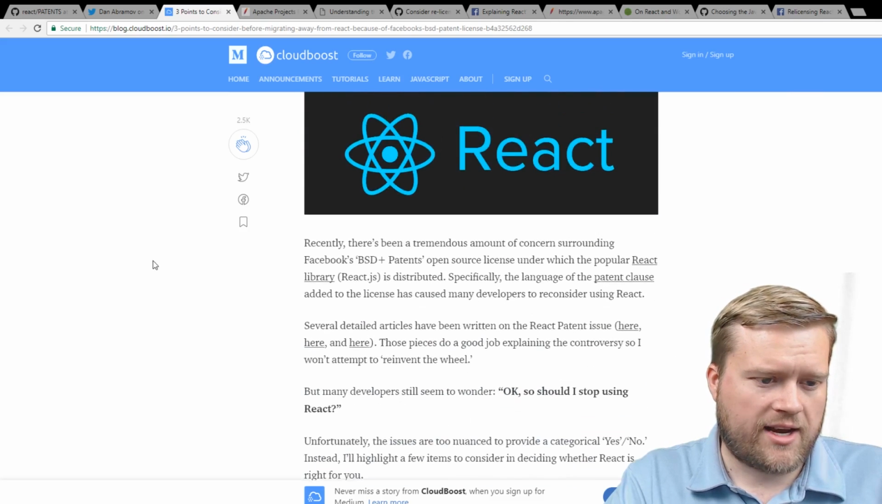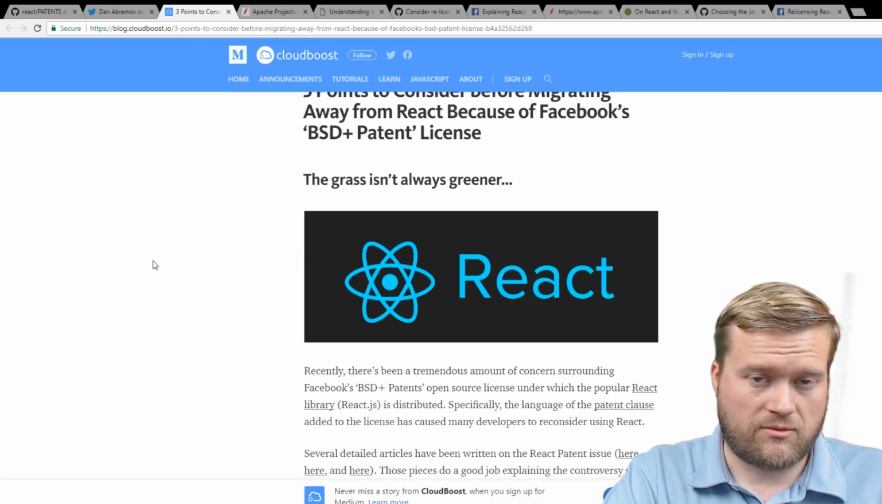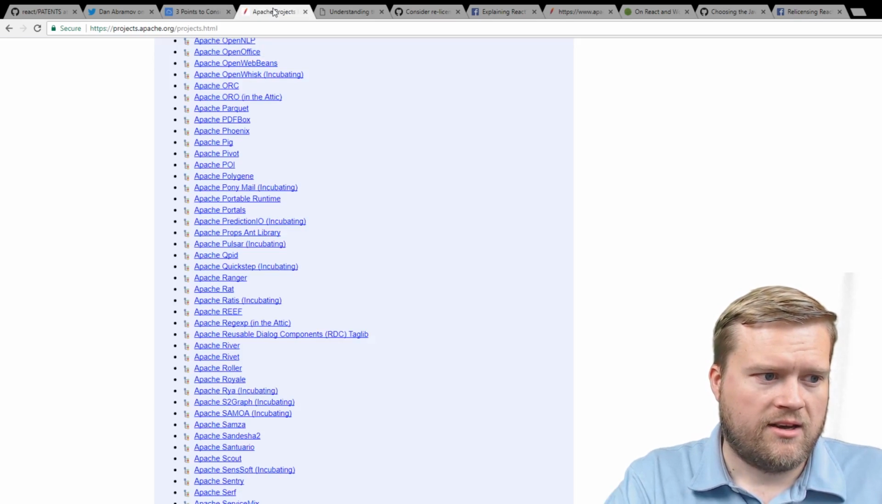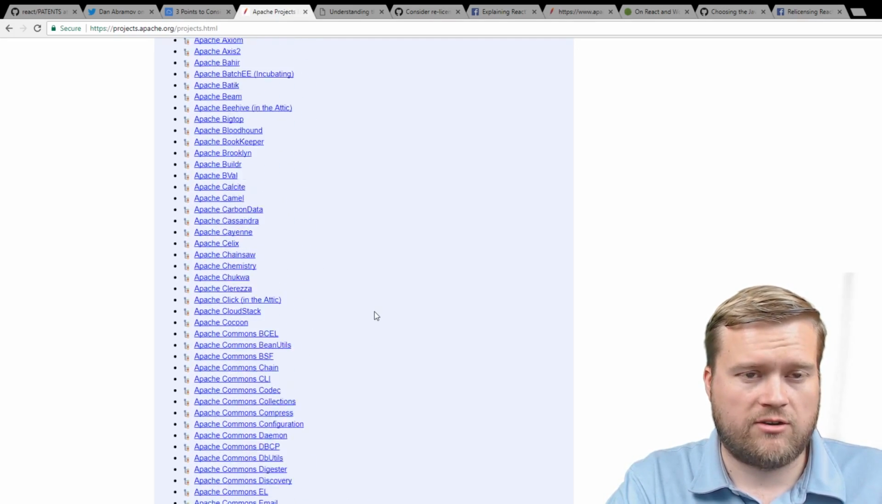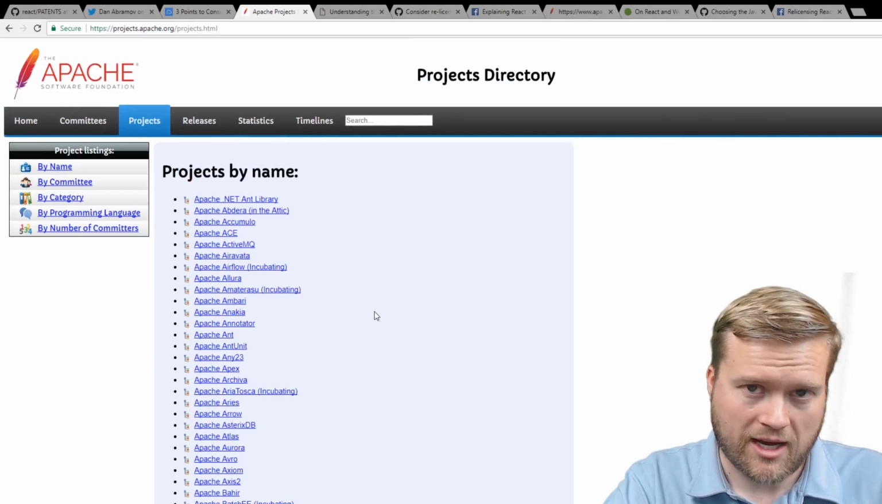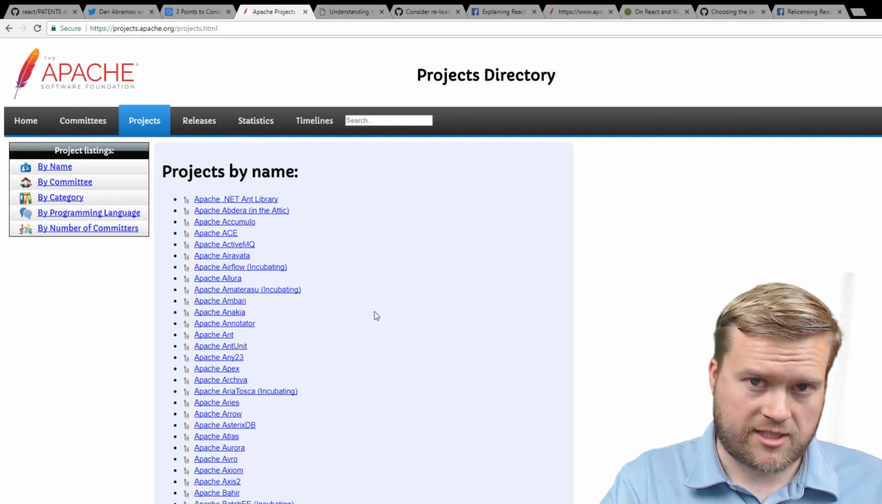So this was all fine and dandy, and there was a lot of discussion, but for the most part, no major concerns were happening in the community. Everybody was still using these projects that were under this license. One such company was the Apache Foundation. Now, if you don't know, the Apache Software Foundation has quite a few projects underneath it, and a lot of those projects use different dependencies for other projects.